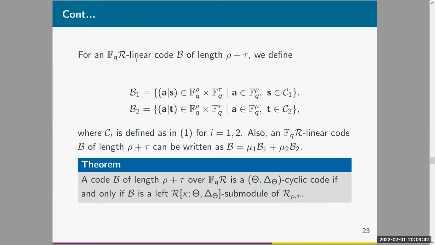Now we consider an FqR linear code B of length rho plus tau. We define two sets B1 and B2 in this case, where Ci's are defined as in previous slides for I is equal to 1, 2. Also an FqR linear code B of length rho plus tau can be represented. That is, we can always decompose this code B over R into codes over F2, that is B1 plus mu2 B2. This is also an idempotent orthogonal decomposition. A code B of length rho plus tau over FqR is the theta delta theta cyclic code if and only if B is the left Rx theta delta theta submodule of this ring R rho tau.